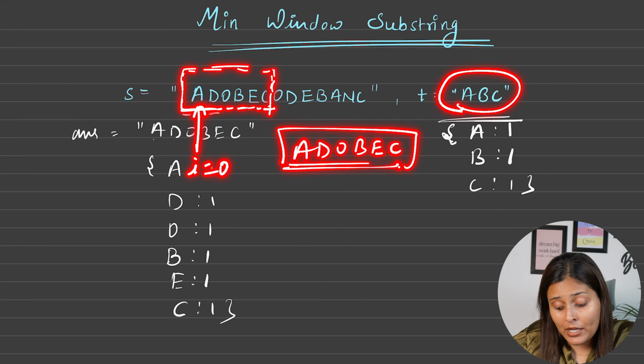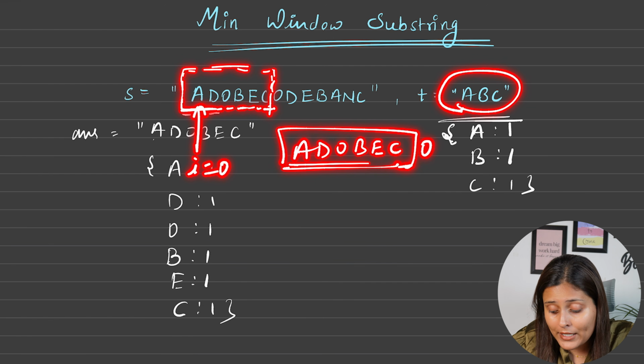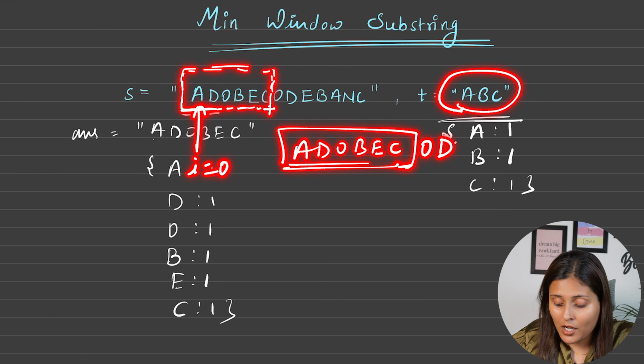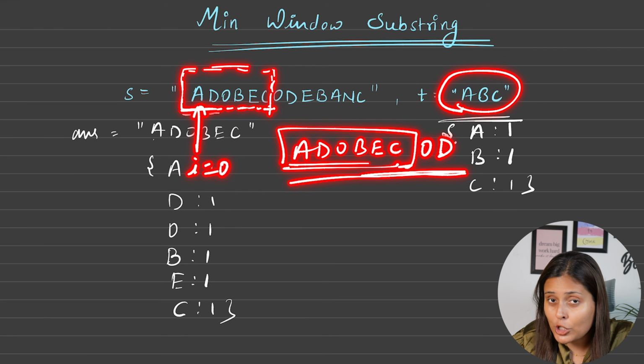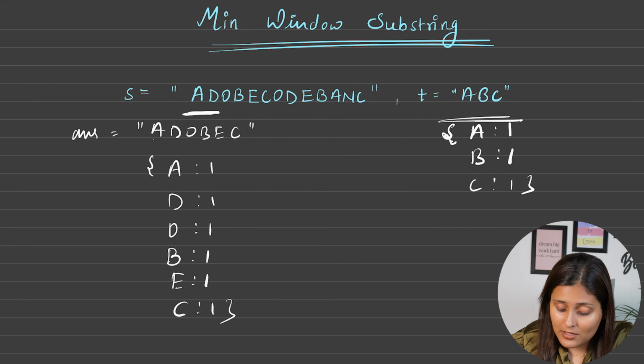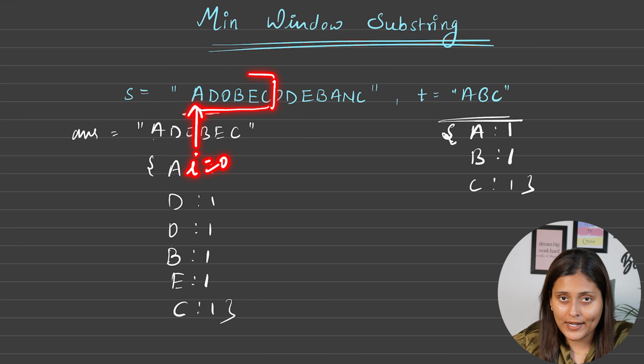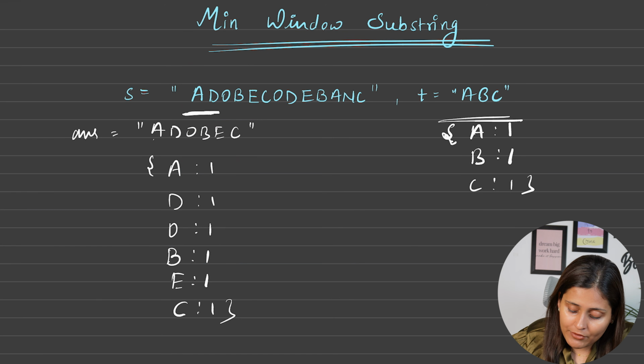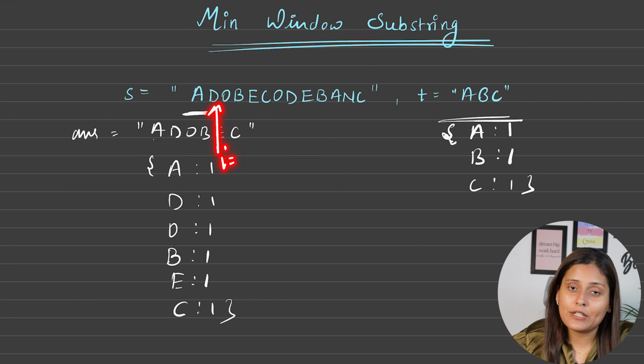But don't you think if we move forward, we'll add more characters? Even though it will be valid, it will be of larger length. So can I say that once I found a valid substring, we need not move forward? Yes. When our I was 0, we found this substring as valid. Now moving forward does not make sense. So next time we'll move our I to the first index.